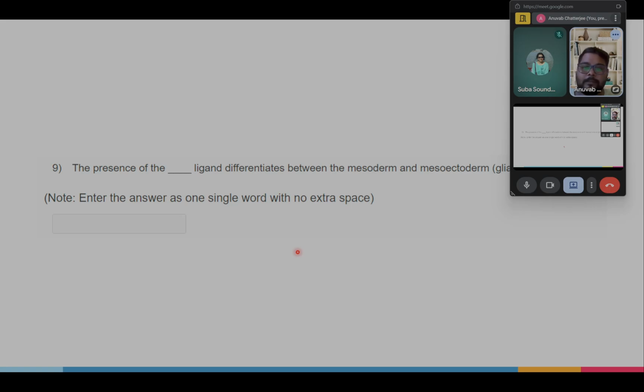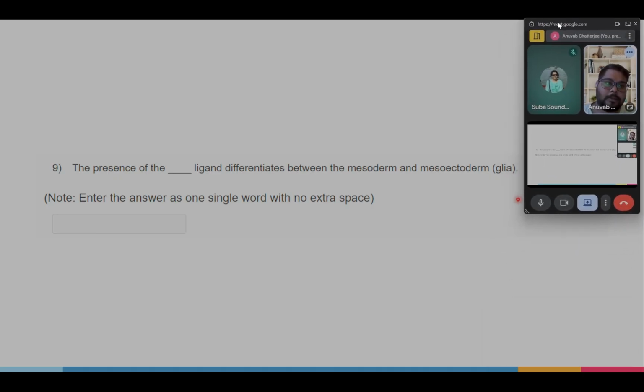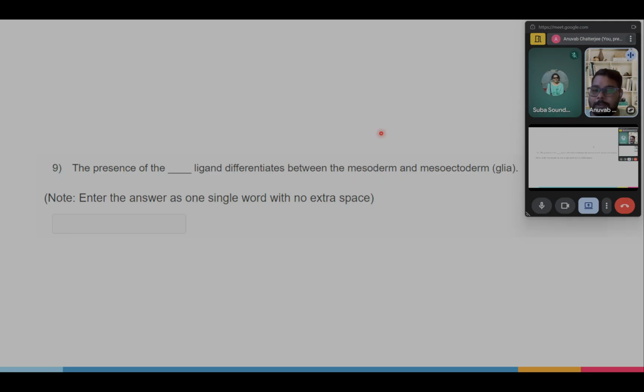Okay, moving on. The presence of blank ligand differentiates between the mesoderm and the mesectoderm. So I guess I have to show you this. Do you have a clue which it is going to be?